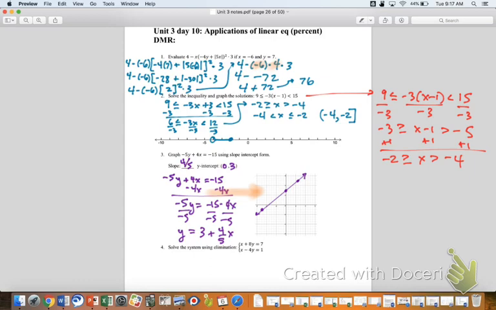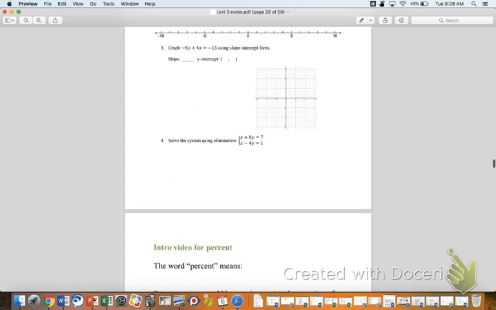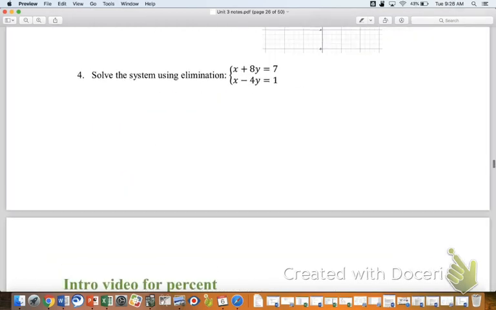All right, so then number 4 says solve using elimination. So if we're going to be doing elimination, don't we have to have the pattern of opposites? Do we have that? No, we don't, because the x's both have coefficients of +1, and the y's have coefficients of 8 and -4. Does anybody have a suggestion on how we could create the pattern of opposites? Callie? I multiplied the bottom one by 2.